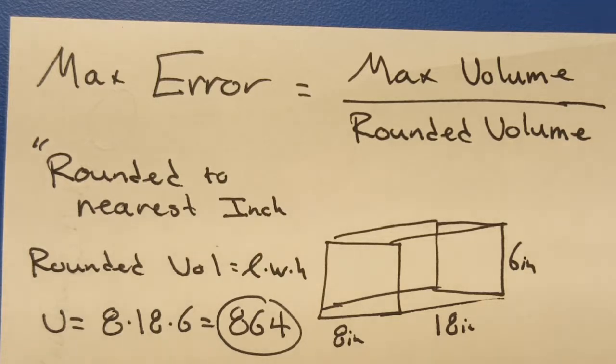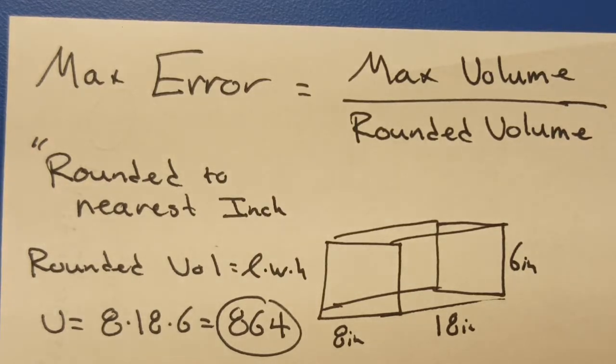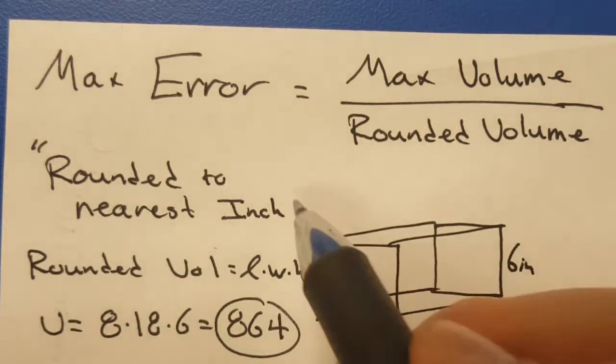Well, in this case, we're going to compare the volumes of a rectangular solid. You want to take the maximum volume, or the maximum measurement, the maximum perimeter, the maximum area. In this case, volume. You want to take the maximum that it could be and then divide by the rounded amount, in this case volume. So we're doing the volume of a rectangular solid.